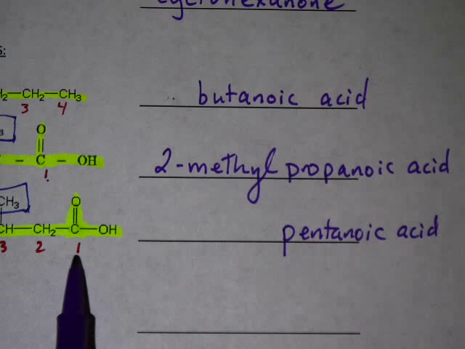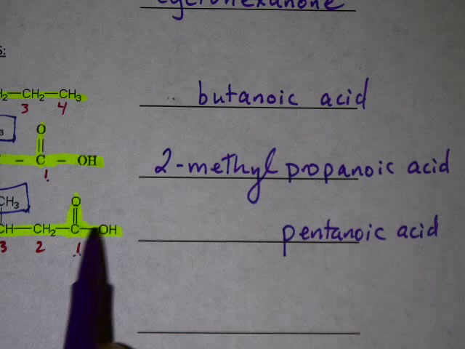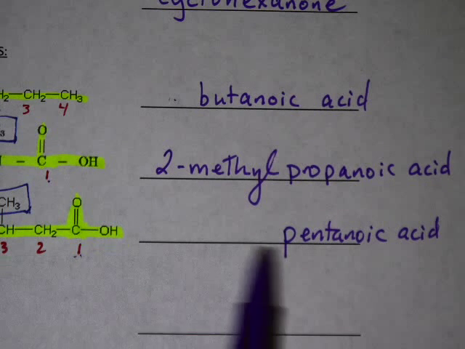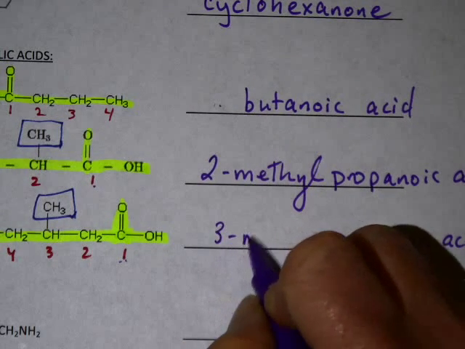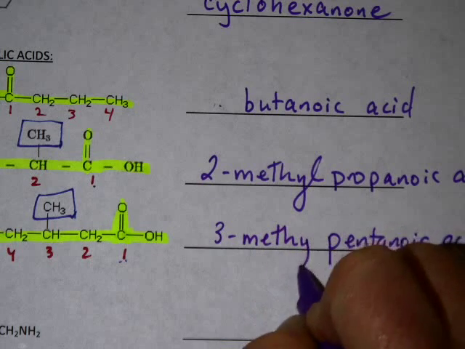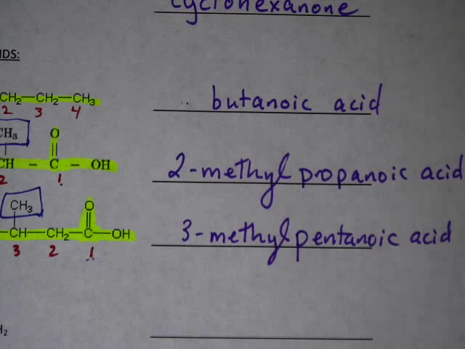This is carbon 1, but we don't put that 1 right here because this carboxylic acid functional group is always at the end. There were 5 carbons. Methyl on carbon 3, so I'll put 3-methyl pentanoic acid.